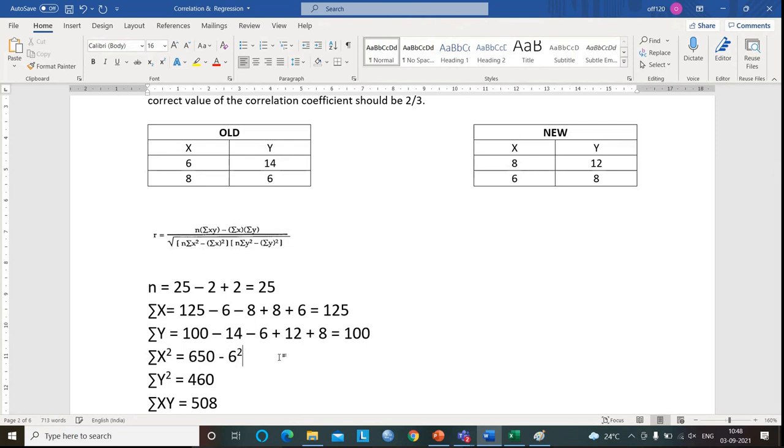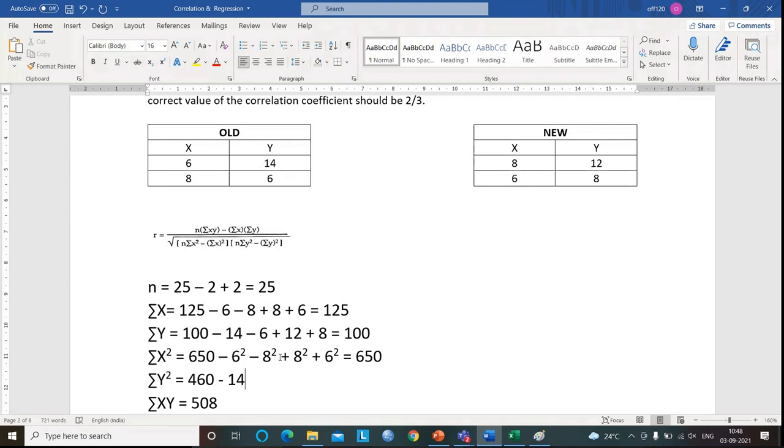It is 6 square minus 8 square, plus I have to add the new variables. What are those? 8 square plus 6 square. Again minus 6 square plus 6 square minus 8 square plus 8 square gets cancelled. So summation x square values remains common. Now next I have to subtract my older values of y values.